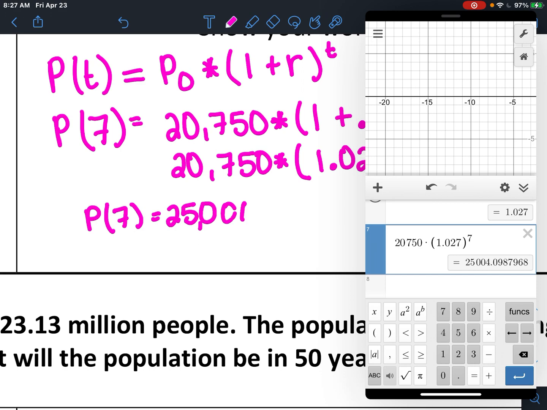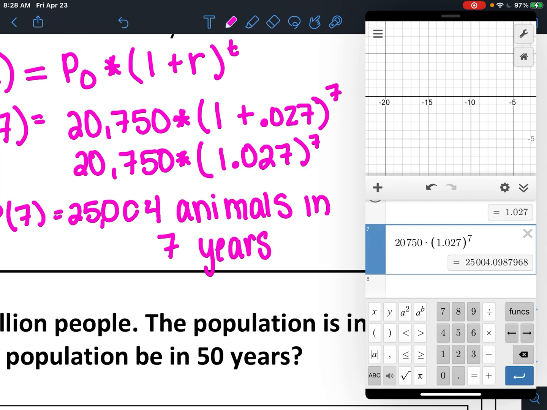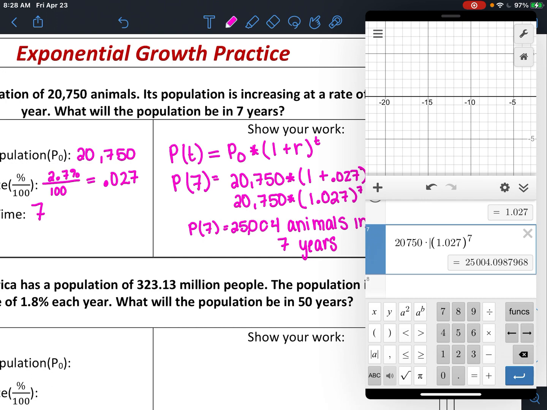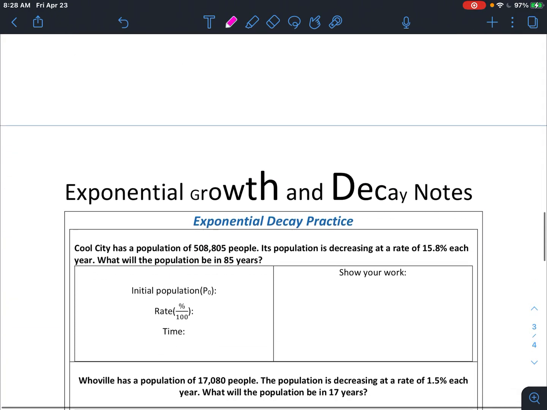25,004. I'm not going to care about my decimal at all because we are talking about animals. Animals come as whole entities, not parts. So we're just going to round it to the nearest whole number and explain my number in context. So in 7 years, there will be 25,004 animals in Zootopia. Okay, you can do the next two examples on your own.